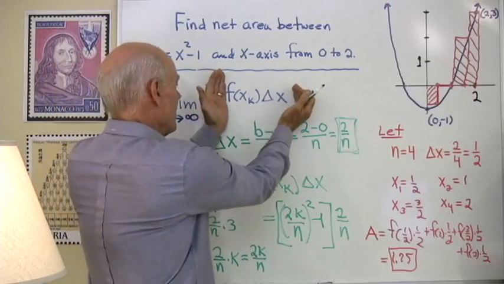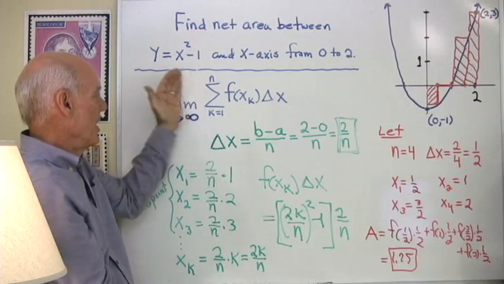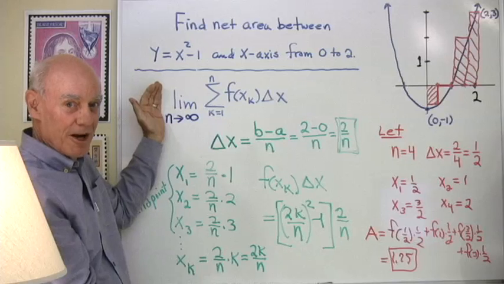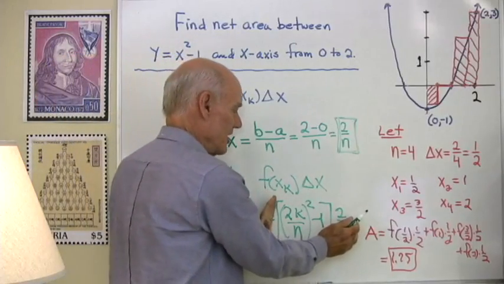So I want to take those, add all n of them up, that's what this tells me to do, and then I want to take the number of those subintervals and let it go to infinity. The rest after this is just algebra. This is the thing that we need to get to.